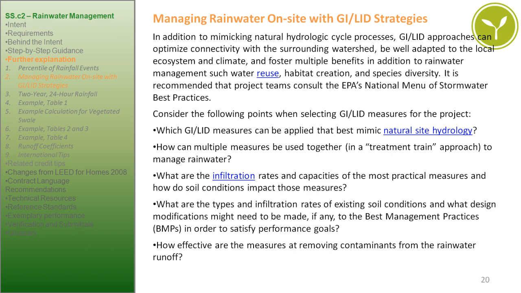Consider the following points when selecting GI or LID measures for the project. Which GI or LID measures can be applied that best mimic natural site hydrology? How can multiple measures be used together in a treatment train approach to manage rainwater? What are the infiltration rates and capacities of the most practical measures, and how do soil conditions impact those measures? What are the types and infiltration rates of existing soil conditions, and what design modifications might need to be made, if any, to the best management practices or BMPs in order to satisfy performance goals? How effective are the measures at removing contaminants from the rainwater runoff?